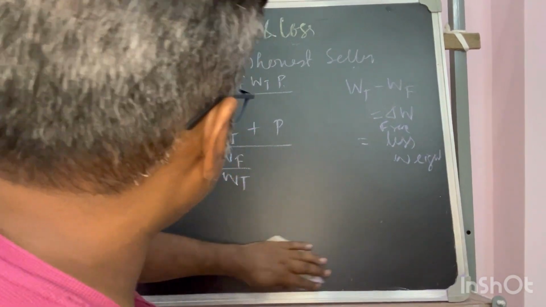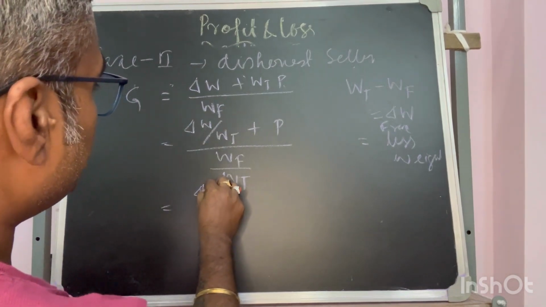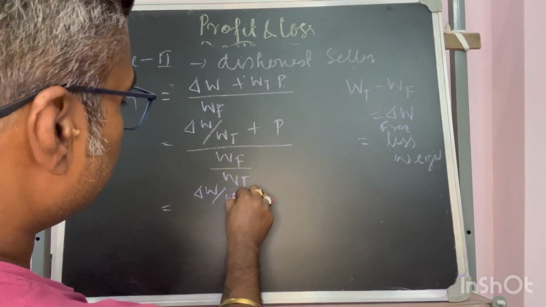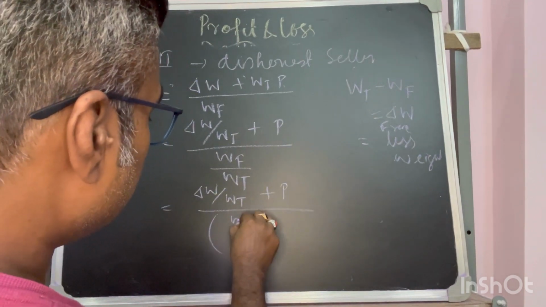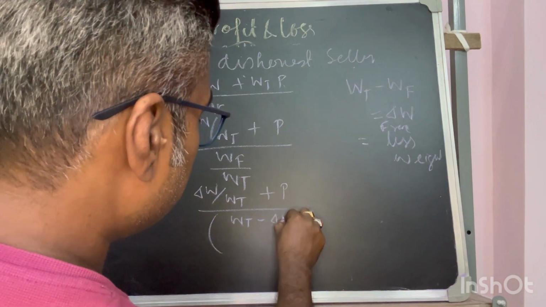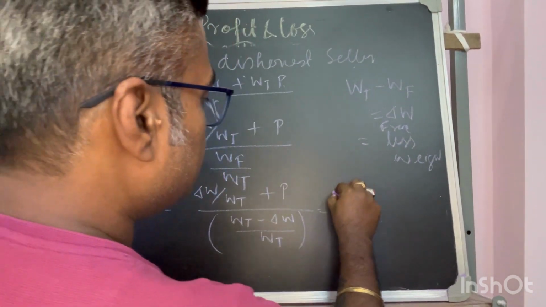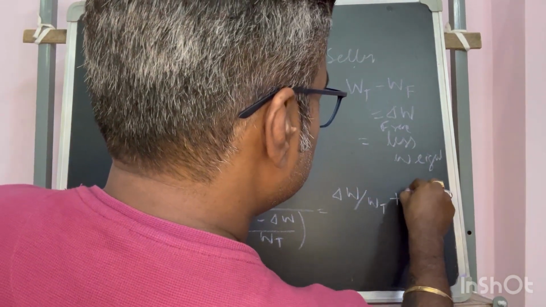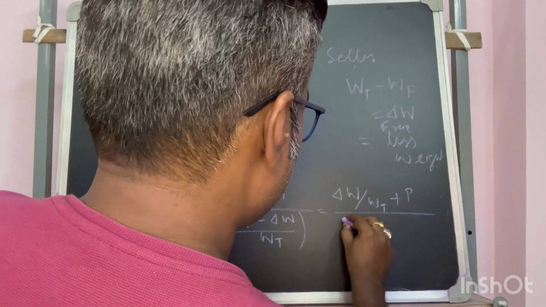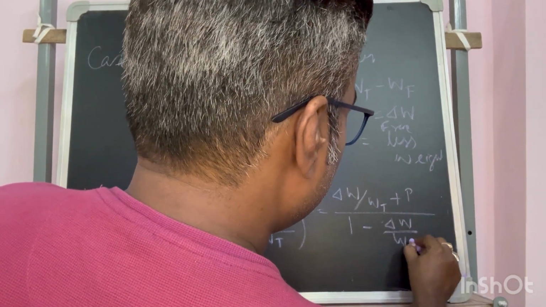So can you tell me what is this actually? Now before that I will do some more exercise on this, and this will become WF means WT minus delta W by WT, and this will become delta W by WT plus P divided by 1 minus delta W by WT actually.